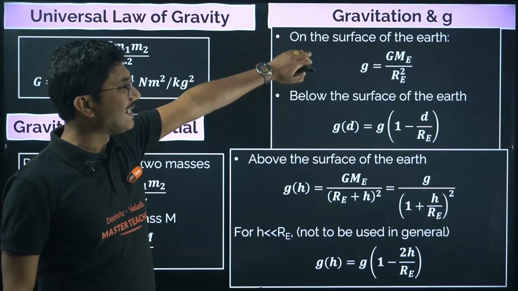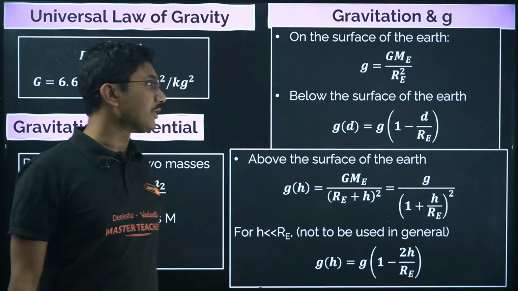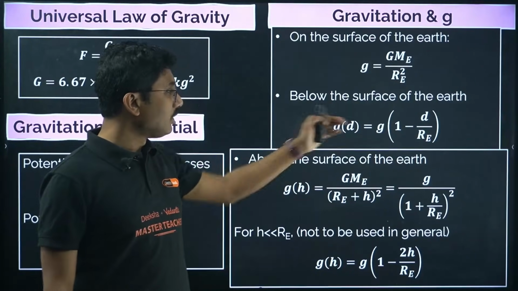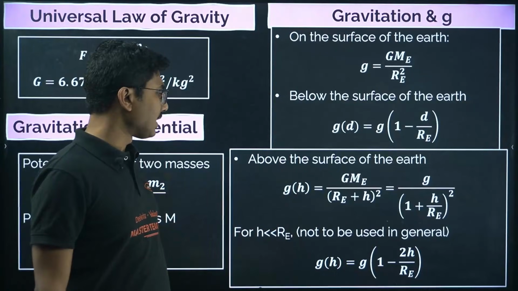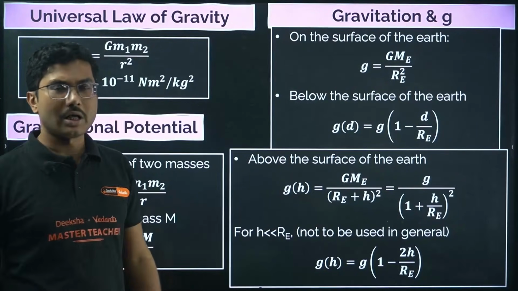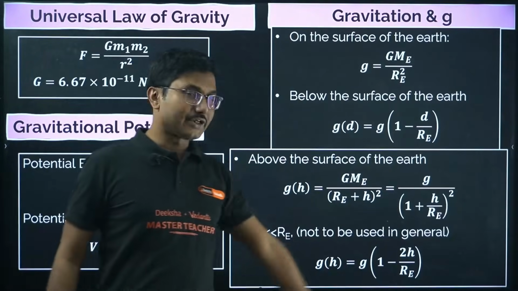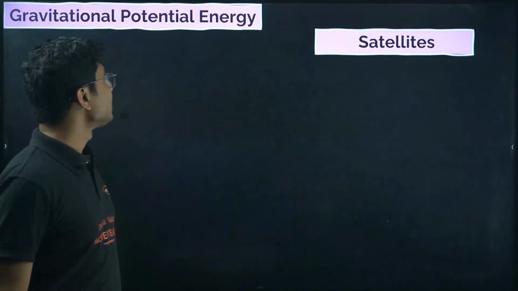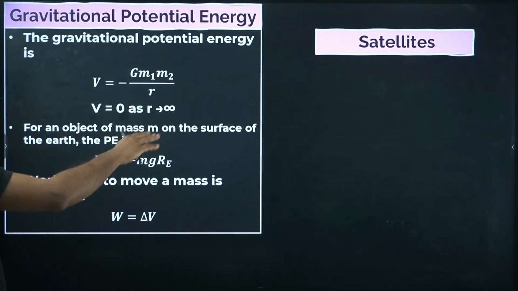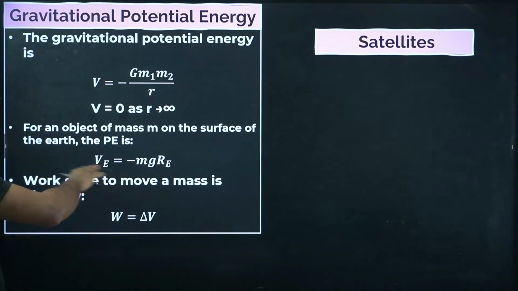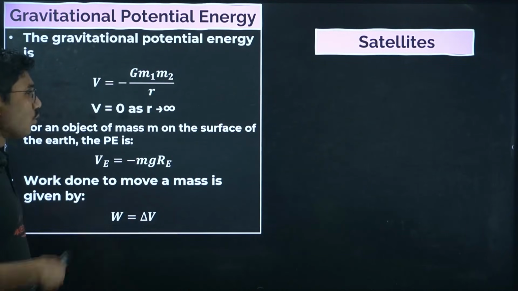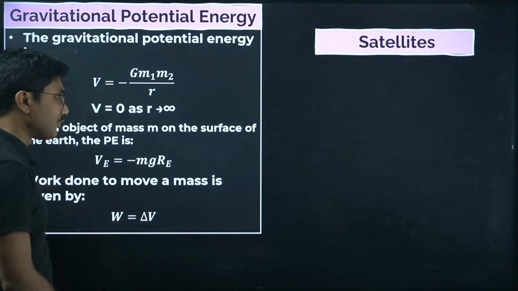Gravitational acceleration and G: how gravitational acceleration is related to the mass of Earth and the radius of Earth, below the surface of the Earth, above the surface of the Earth, and a special condition for distance which is smaller, very close to Earth, how gravitational acceleration varies. Next we have the gravitational potential energy formula. Again, as I mentioned, how to calculate for an object of mass on the surface of the Earth, what is the potential energy. Work done to move an object is given by W is equal to delta V.